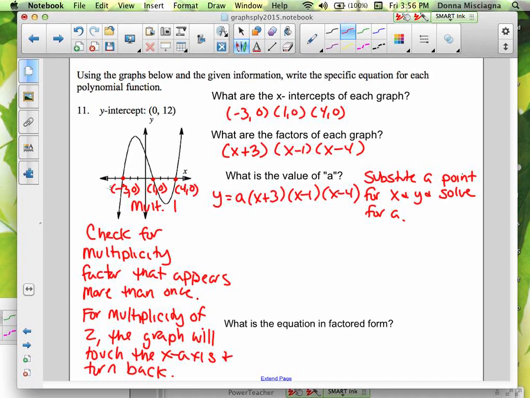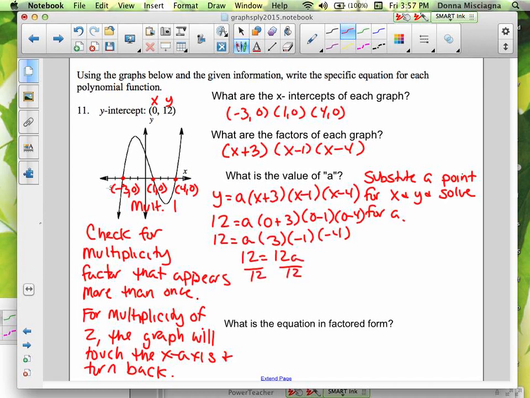It's very much just like when we were writing the equations of the quadratic functions in intercept form, just that we have more factors. So we need to substitute a point for x and y and then solve for a. We have a point right here that we're given. When x is 0, y is 12. So I'm going to plug in 12 for y, and I'm going to plug in 0 for the x's. And then we'll simplify. So 12 equals a times 3 times -1 times -4. Just added there, subtracted. And then we multiply. So 3 times -1 is -3 times -4 is 12. So 12 equals 12a. If we divide both sides by 12 to solve for a, 1 equals a.